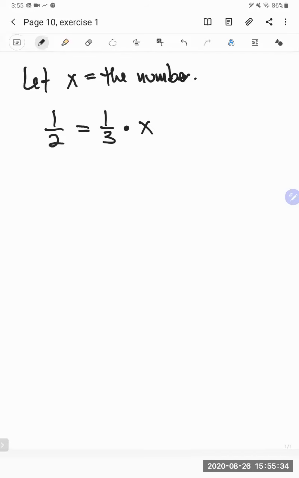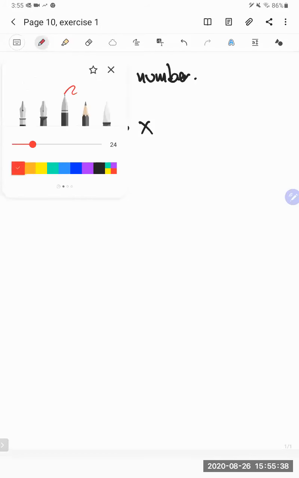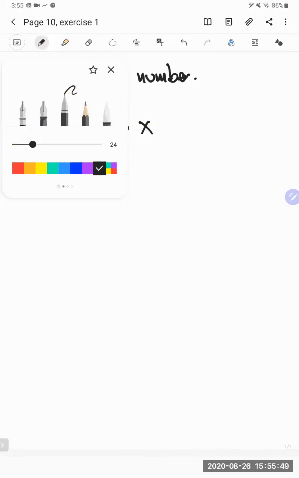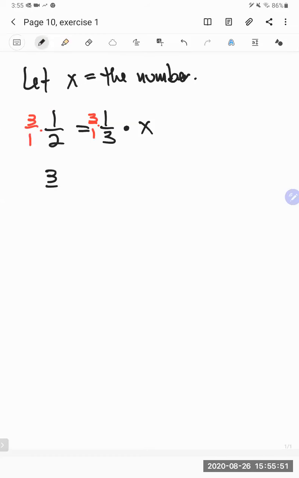And then we can solve for x by multiplying by 3. If I can figure out how to change the color of my pen. Yeah, that works. So we'll say times 3/1 on both sides, and we get 3/2 equals x. So x is 3/2, or if you changed it into a mixed number, 1 and 1/2, or as a decimal, 1.5, right?